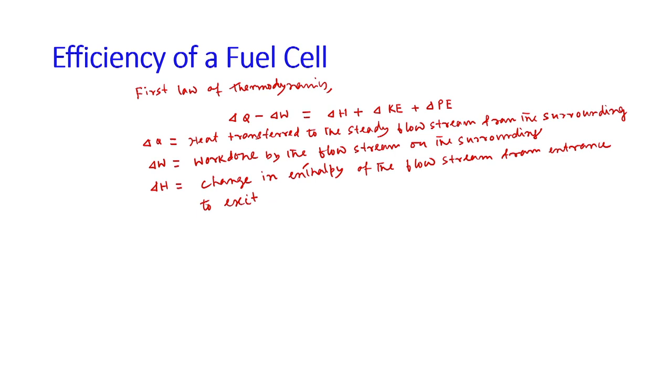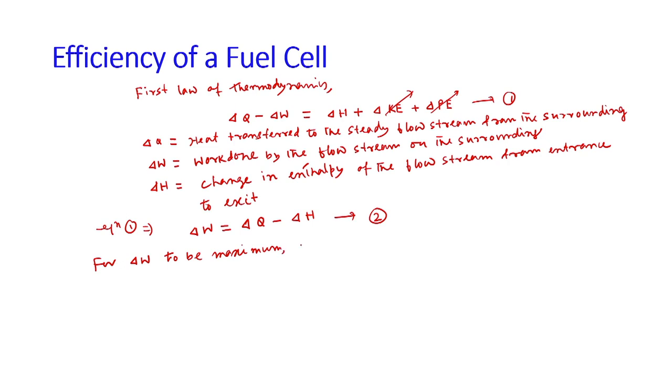Now, we can neglect the change of kinetic energy and potential energy. If we neglect the change of kinetic energy and potential energy of the stream, then equation 1 modifies to delta W is equal to delta Q minus delta H, right. So, this may be equation number 2. For delta W to be maximum, the process must be reversible.